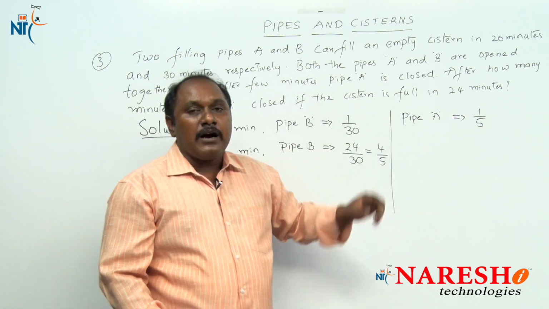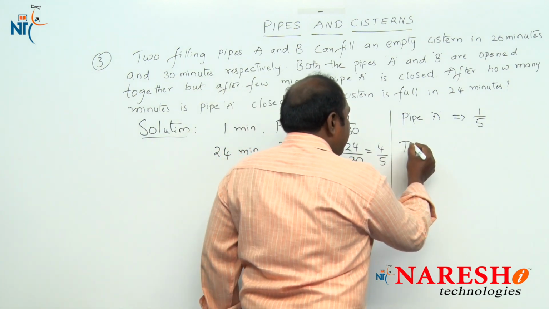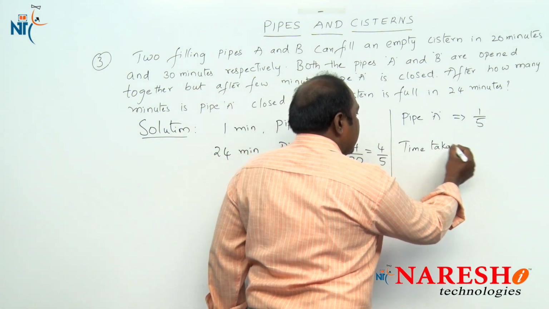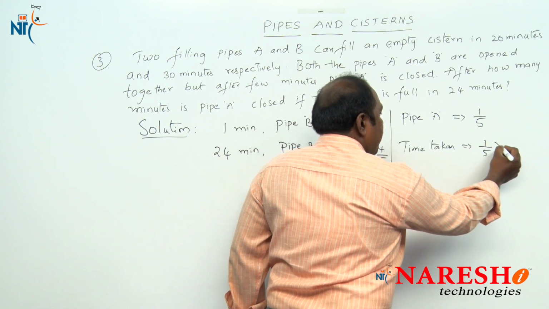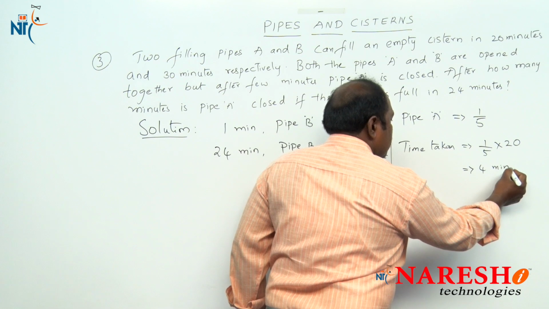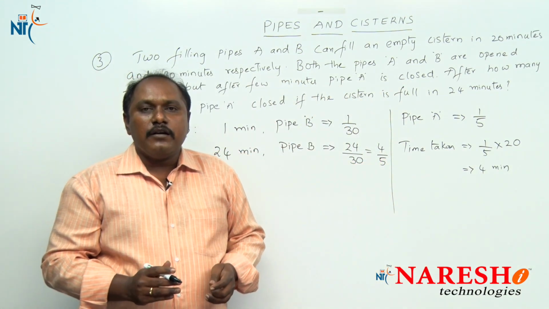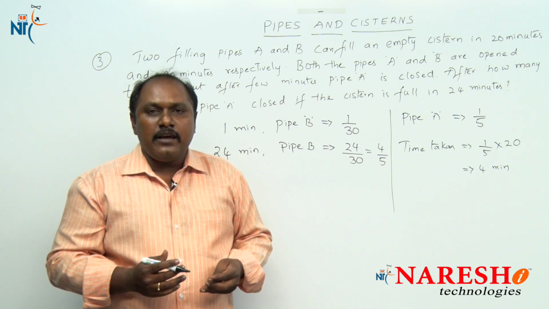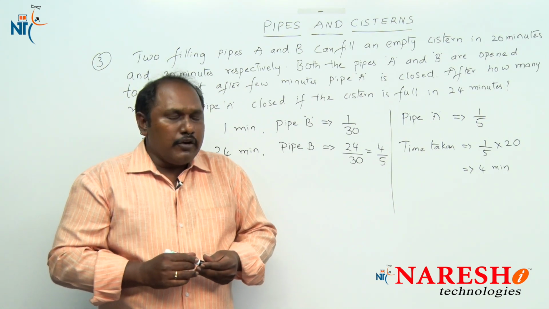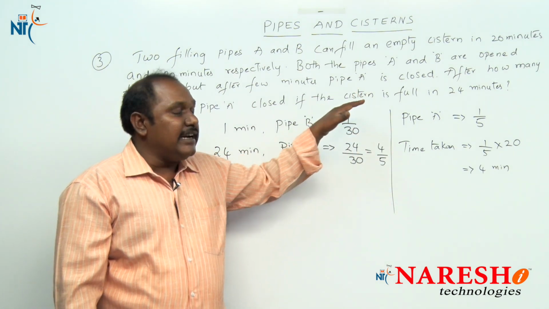Now, to fill that 1 part, how much time will pipe A take? So, time taken by pipe A to fill 1/5 of the tank will be 1/5 into 20, which is 4 minutes. So, pipe A is opened for 4 minutes, or we can say pipe A is closed after 4 minutes. Now, if you look carefully into this problem, each and every statement is interlinked.